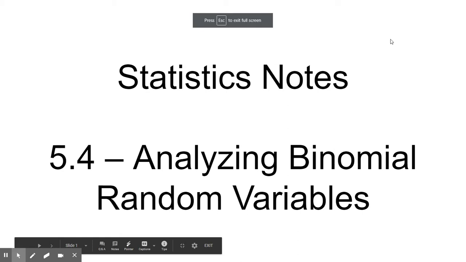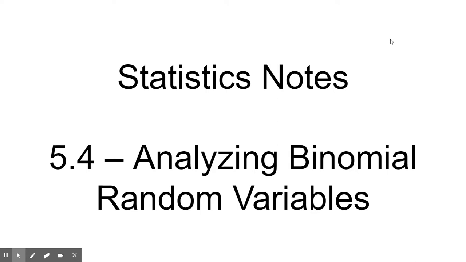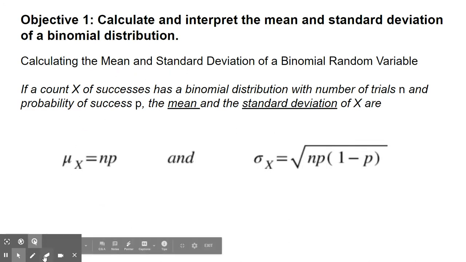All right, stats. This is the second section devoted to binomial random variables. So now we're going to analyze them, looking at mean, standard deviation, and finding some probabilities involving them. Okay. So the first objective does have to do with the mean and standard deviation.